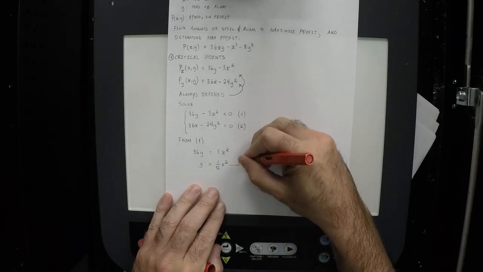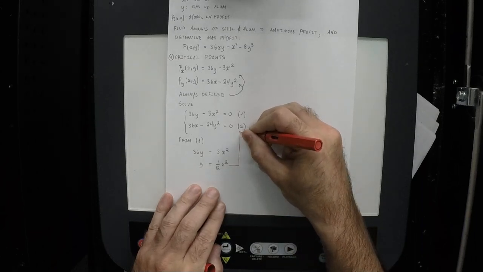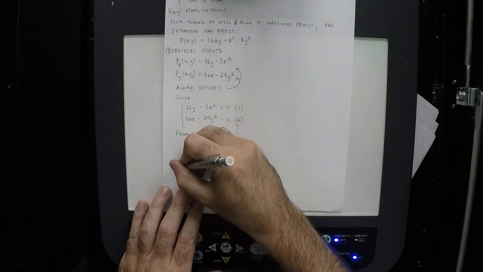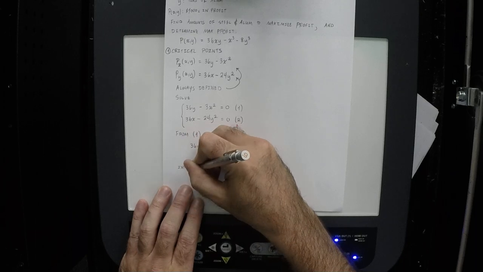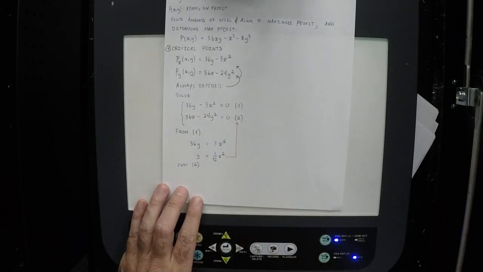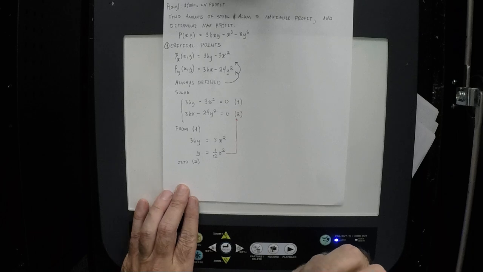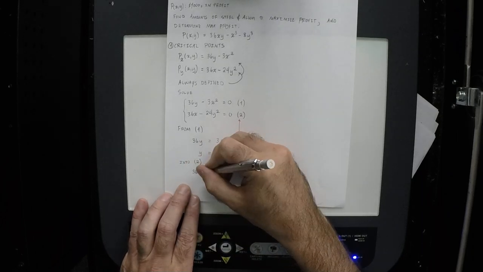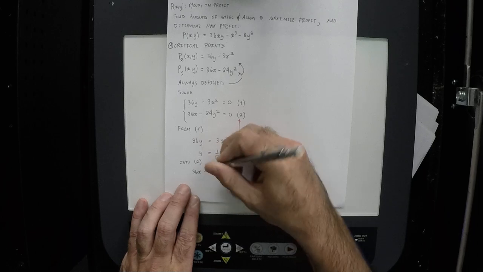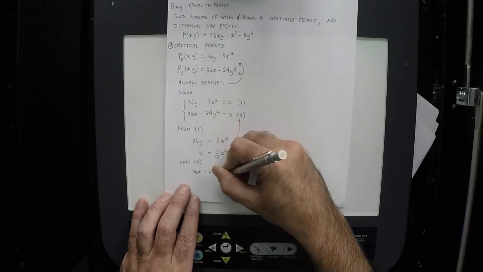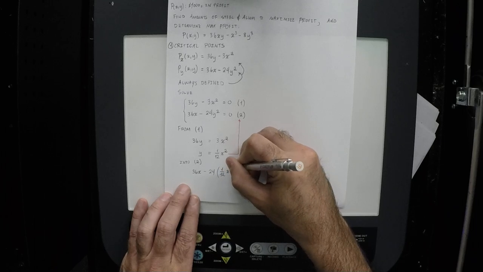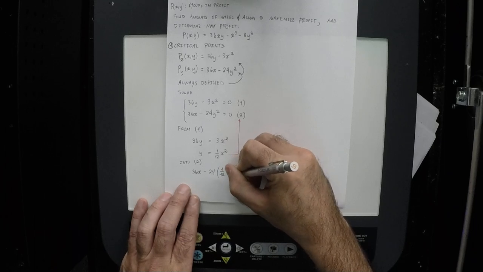Back into the equation that we didn't use, right? So we used equation 1, so now this information is going into equation 2. So then we get 36x and then minus 24, and 1 over 12 x squared is itself being squared like this.